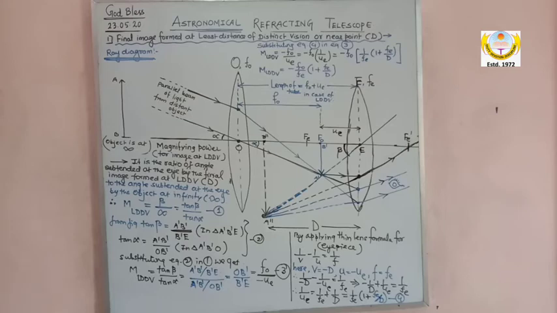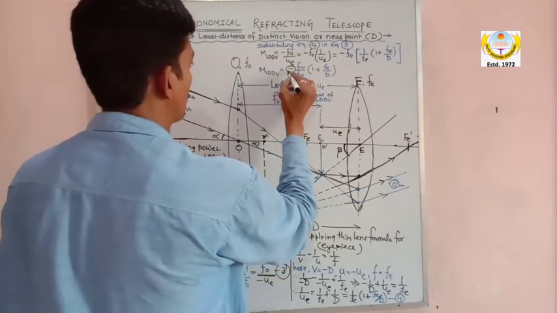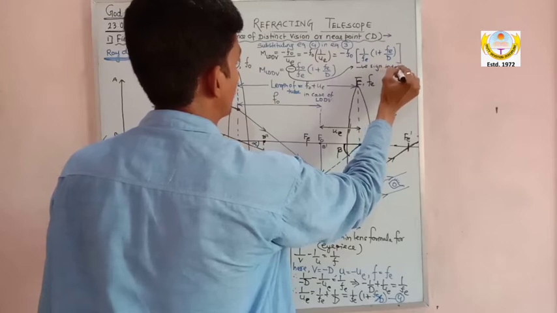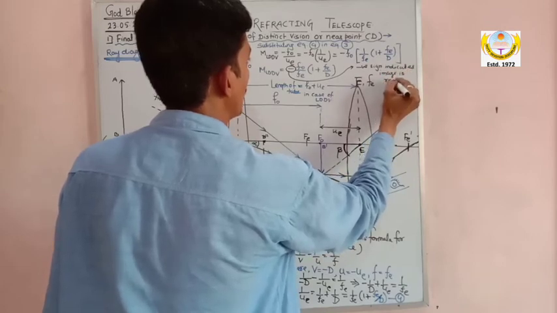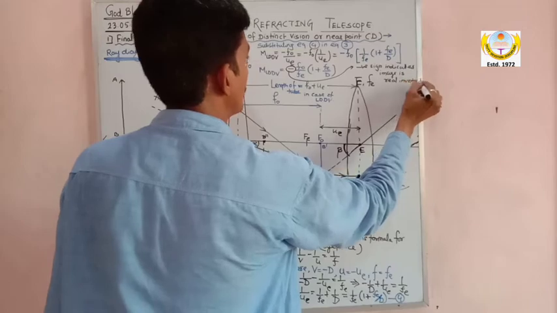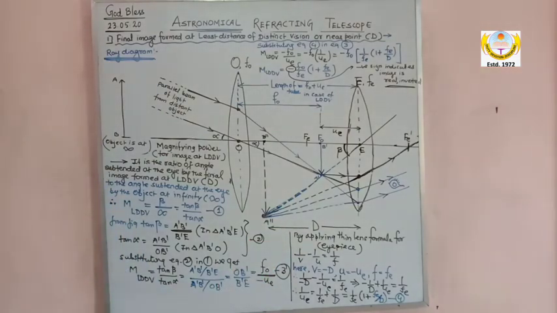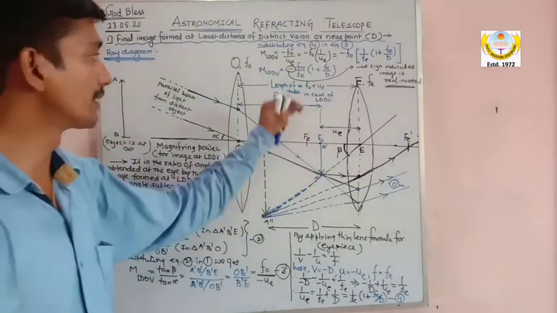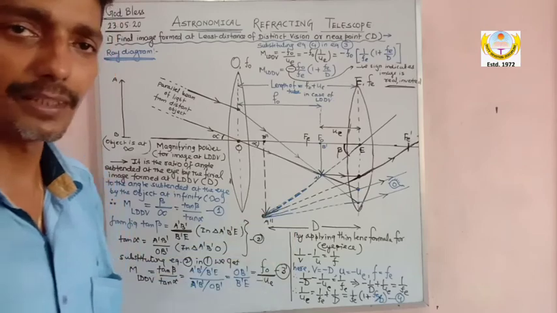And here I just wanted to show that there is a negative sign, and this negative sign indicates the image is real and inverted. Negative sign indicates image is real inverted. I hope everybody understood what this negative sign indicates. The negative sign in the formula, which is coming due to the use of Cartesian sign conventions, indicates that the final image which is obtained is real and inverted with respect to the object.